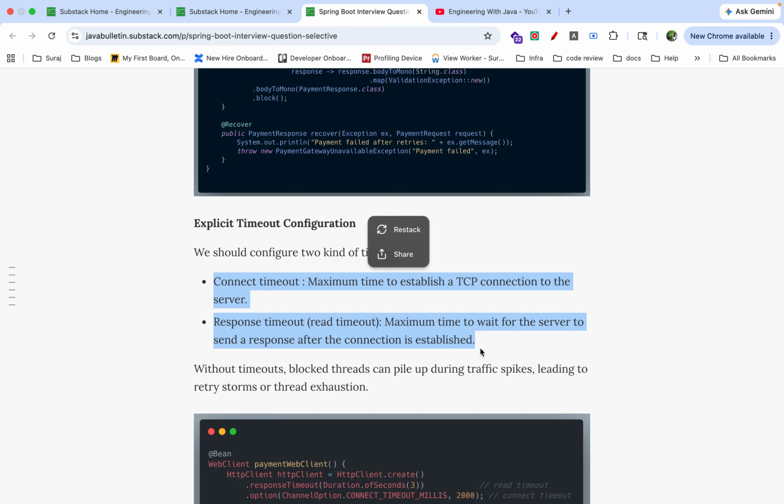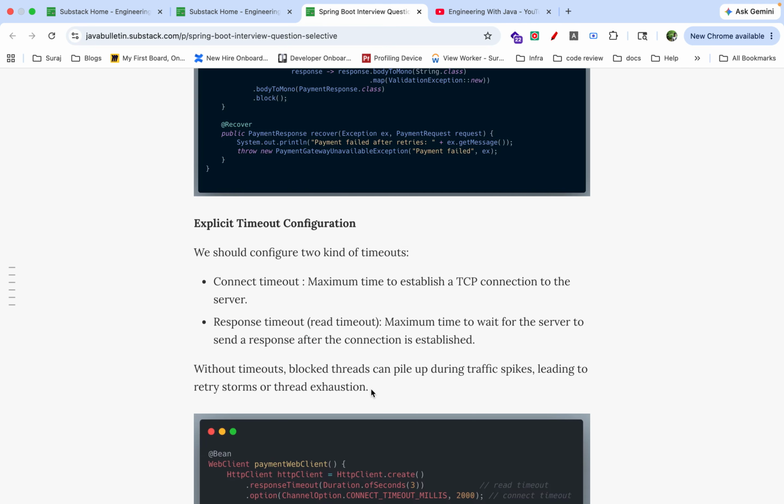Without configuring these, we end up falling into the defaults, which are generally higher, and we shouldn't be using defaults because it will block your threads for a longer period. And in case of spikes, like a traffic spike, multiple connection or read requests are hogging the client, which eventually leads to a retry storm and thread exhaustion. So that's why we should configure reasonable values.